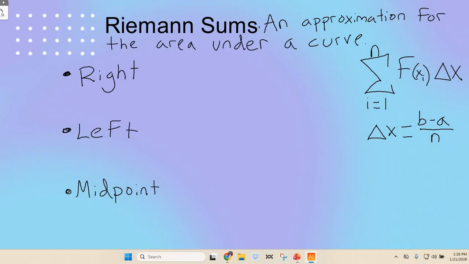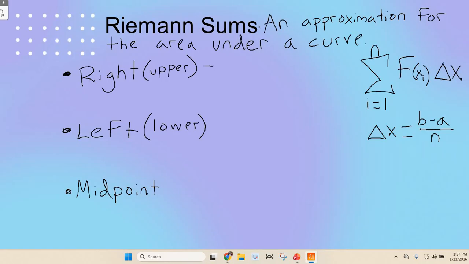So for our right Riemann sum, this is also sometimes called an upper Riemann sum. Our left is sometimes called a lower Riemann sum, or a lower approximation, because again, you're using the upper or higher number versus the lower number. Okay.